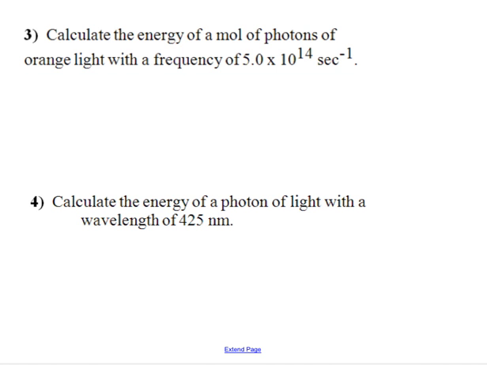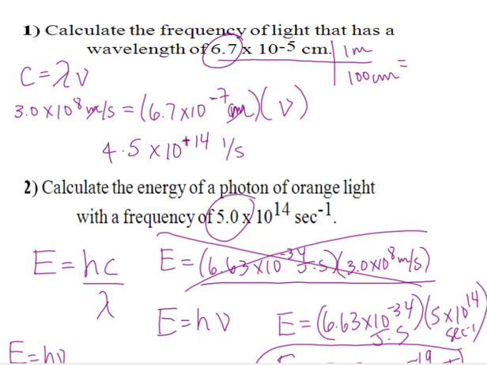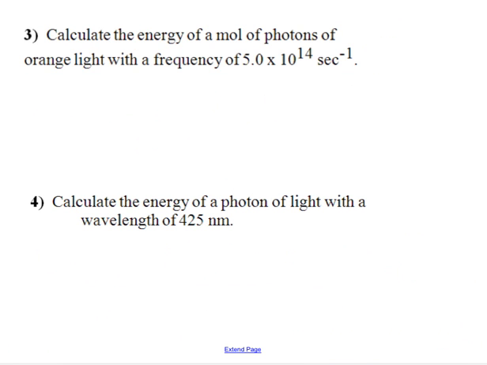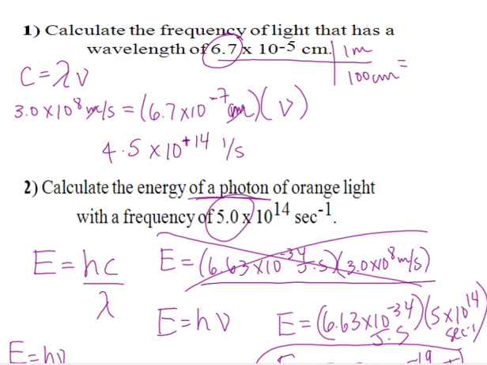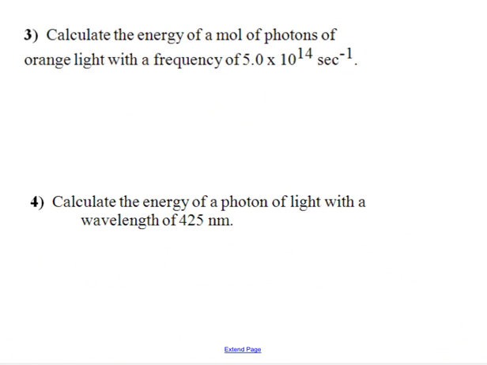All right. Now, look back to number 2. Notice this orange photon is a frequency of 5 times 10 to the 14th per second for a photon. A photon. This next question says, calculate the energy of a mole of photons with that frequency. What did we just find the energy of? 1 photon. So how do we find the energy of a mole of photons? Multiply by Avogadro's number.